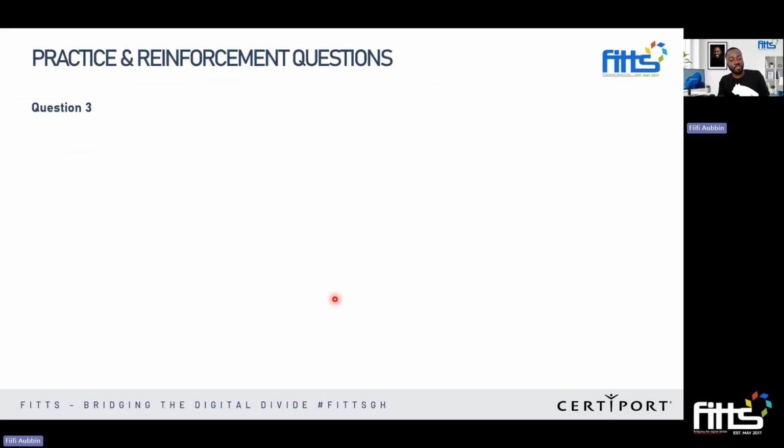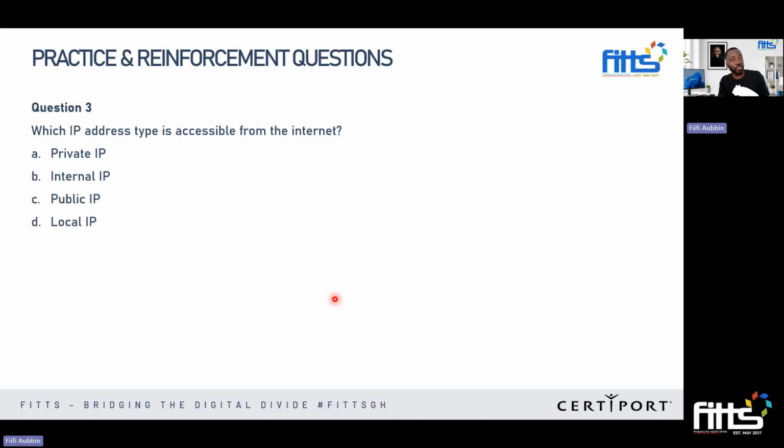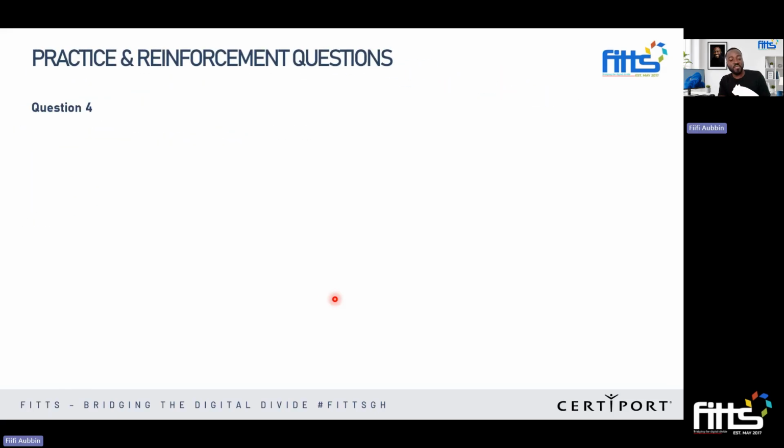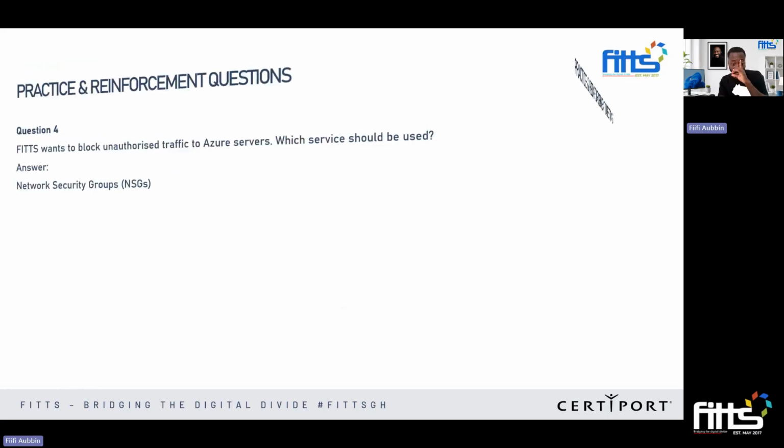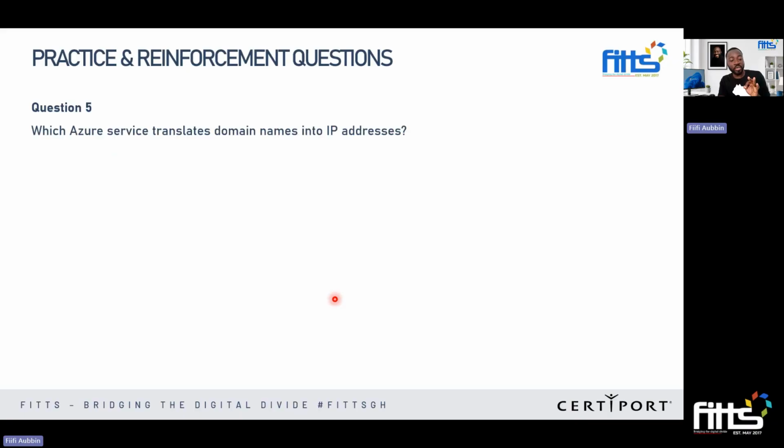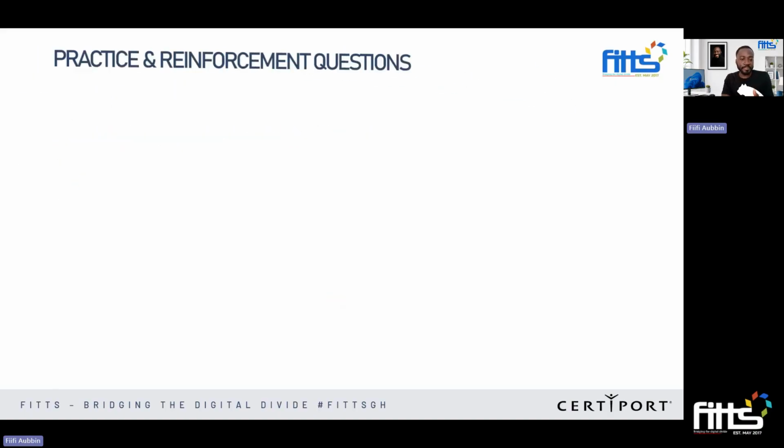Okay. Then question number 3, which IP address type is accessible from the internet? Private IP, internal IP, public IP, local IP. We talked about private and public, so the obvious answer here is public IP, which is C. Then question number 4, FIT wants to block unauthorized traffic. So we need a police officer Azure service. Which service should be used? The answer, network security groups. So don't forget that. Then another question, which Azure service translates domain names into IP addresses, like the Internet Phone Book? Azure DNS. That's it.